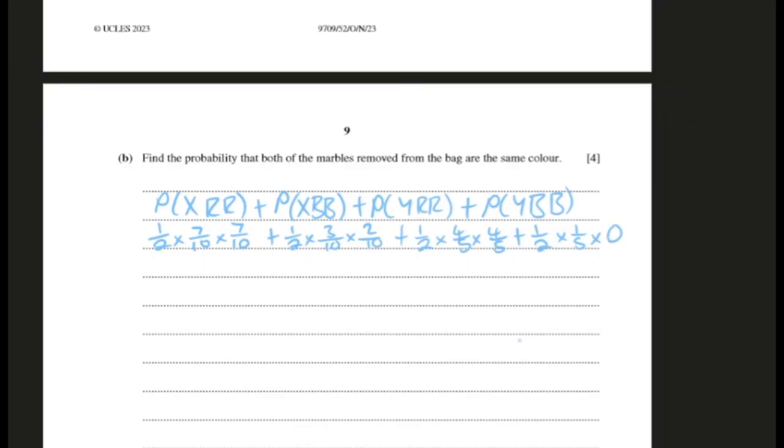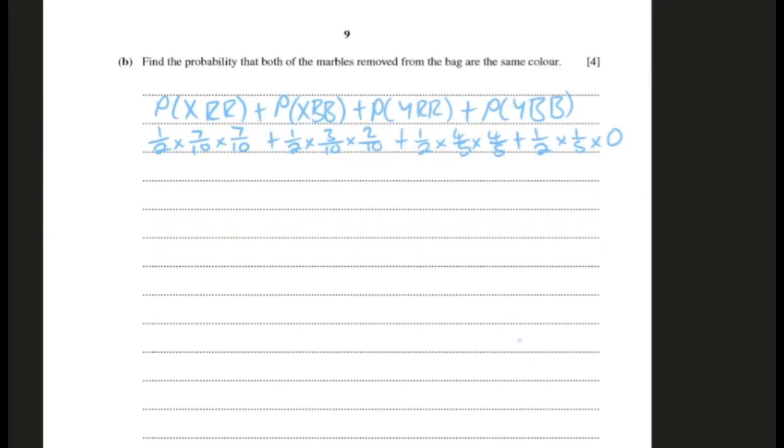That's half times 7 over 10 times 7 over 10 plus half times 3 over 10 times 2 over 10 plus half times 4 over 5 times 4 over 5. The last one will give 0, so we don't need to include it. And this gives us 119 over 200, and that's our final answer. Let's move on to part C.